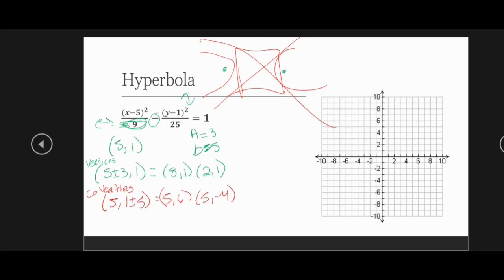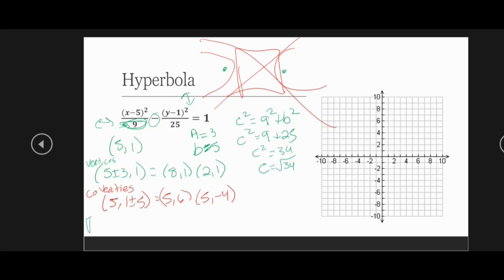But let me just clarify. For the foci this time, I think when I did the video, I might have messed up on this because I wasn't paying attention. But for the hyperbola, the equation to get C is different. Instead of subtracting A and B squared, you actually add them with the hyperbola. So this is going to be C squared equals 9 plus 25. So your C squared is going to be 34 here. So C is the square root of 34.